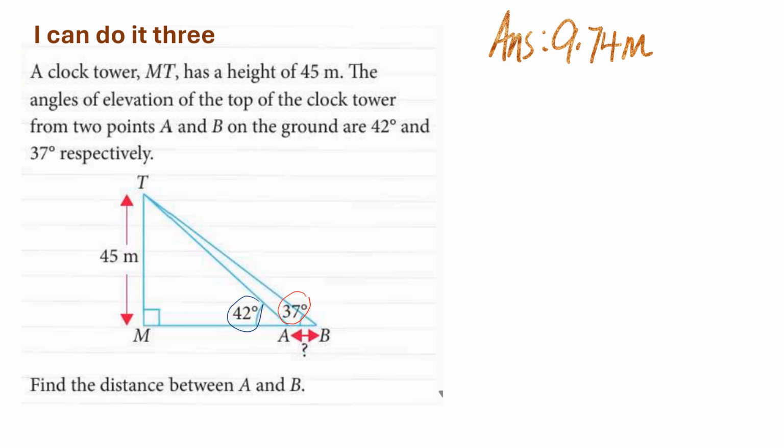Okay, so this one should not be difficult. You just have to apply the tangent ratio to find the length MB and then find the length MA, and then you just take MB minus MA to find the distance of AB. Okay, and you should get 9.74 meter. So please try it.